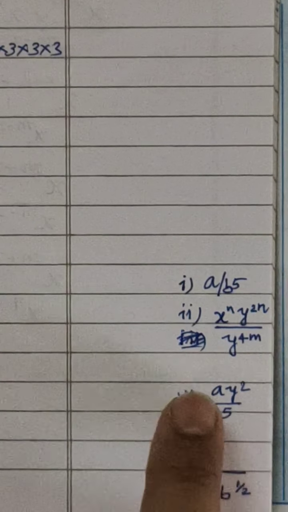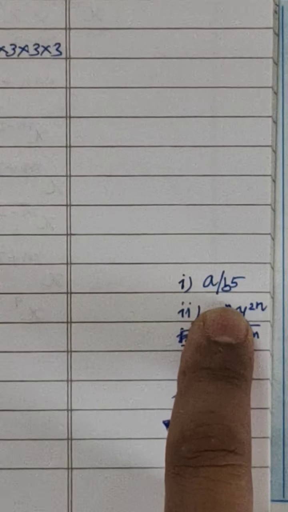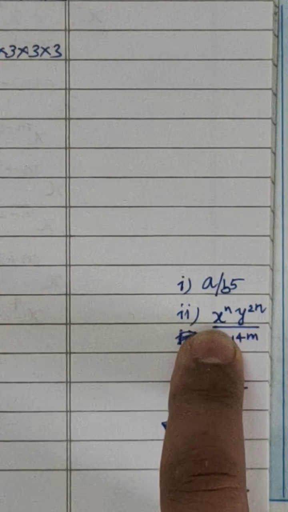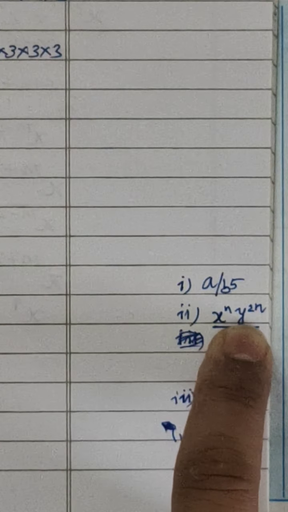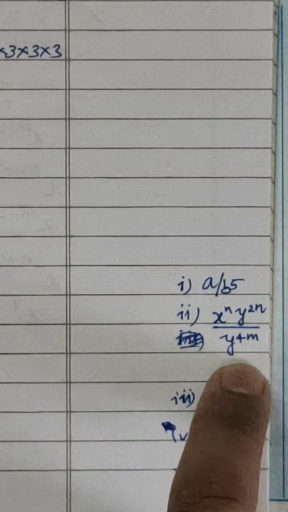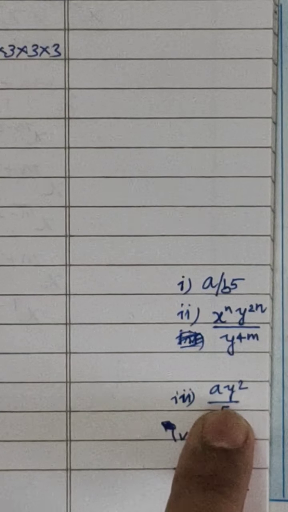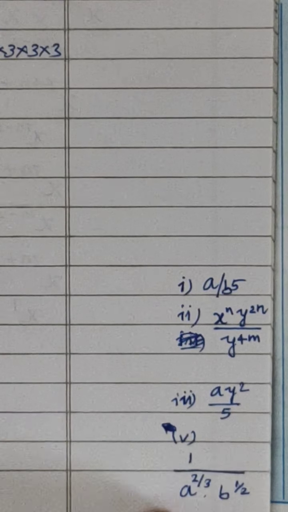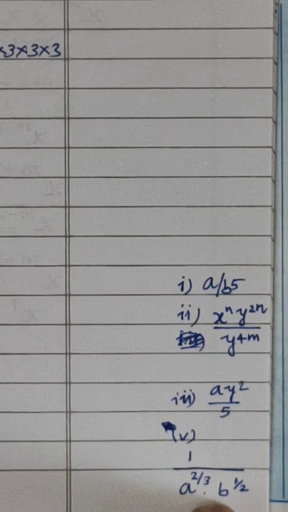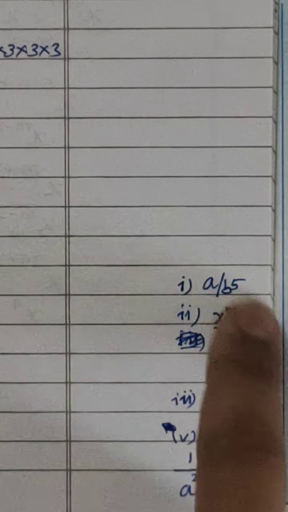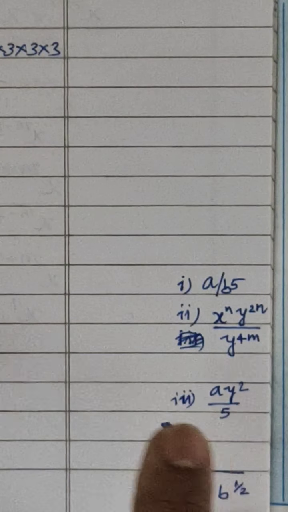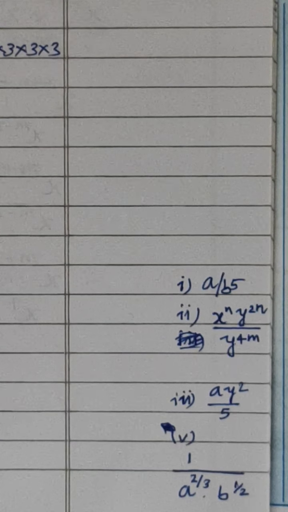When you solve the first one, you will get a divided by b to the power of 5, where we are getting the positive indices. In the second one, you will get x to the power of n, y to the power of 2n divided by y to the power of 4m, where we are keeping all the indices positive. And the third one, when you solve, we get ay square divided by 5. When you solve the fifth one, we get 1 divided by a to the power of 2 by 3 into b to the power of 12. In all the answers, we need to keep the powers as positive, because they have asked us to express in positive indices.